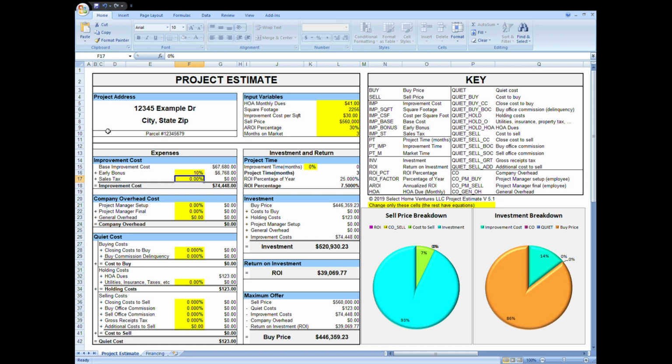The next input is sales tax. This is the sales tax due on the contractor's service, both materials and labor. Our example is 6.2%.